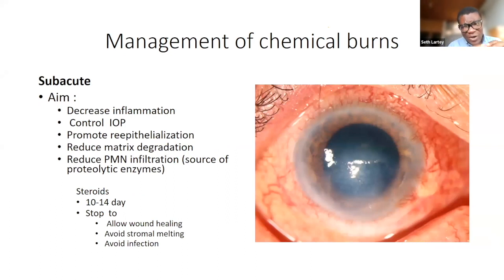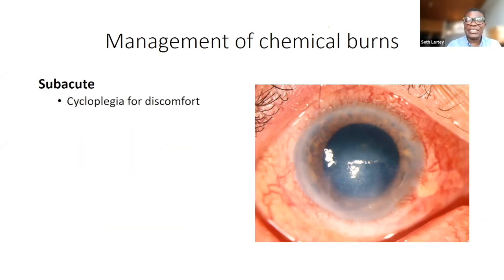During the subacute phase, your aim is to decrease the inflammation, control the intraocular pressure, promote epithelialization, reduce matrix degradation, and reduce polymorphonuclear infiltration, which are a source of proteolytic enzymes that break down the stroma. Steroids are very useful. They decrease the inflammation and they reduce PMN infiltration. But you can only use them for 10 to 14 days because you have to stop to allow wound healing to continue and to avoid stromal melting and infection. So you've got to use steroids for 10 to 14 days and then switch.